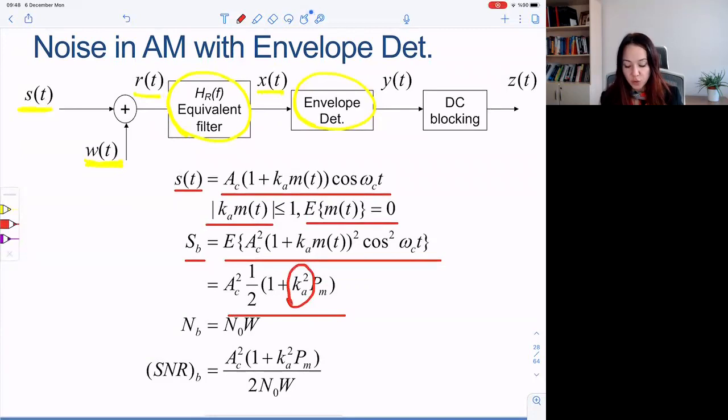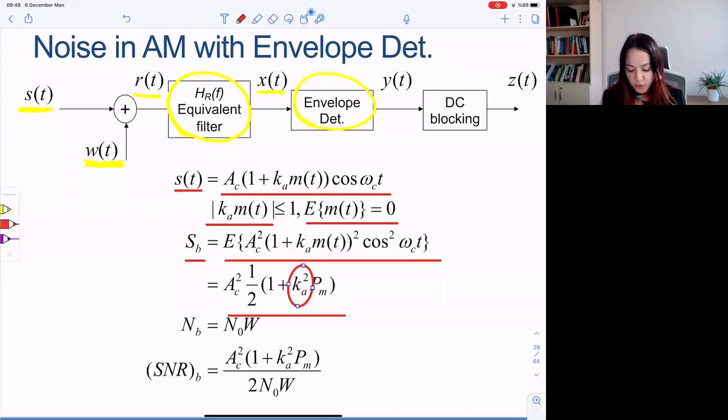As you can see, it's different from SSB and double sideband in the sense that we have this Ka squared term multiplying the message power. This is the main reason for the power inefficiency that we discussed actually from the start when we introduced conventional AM for the first time. Now we'll see the numerical effect of this inefficiency in terms of SNR.